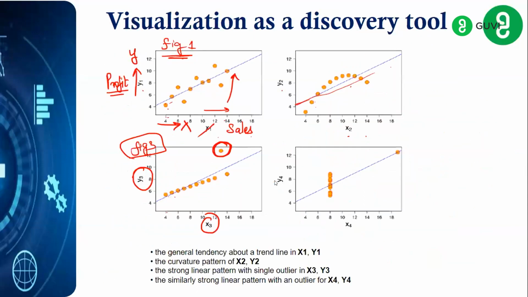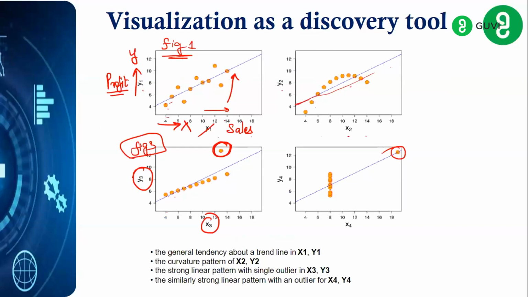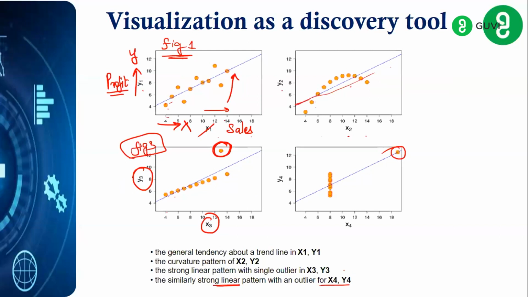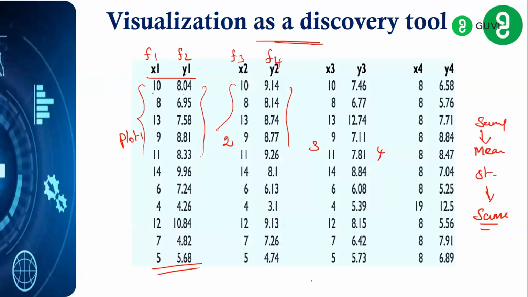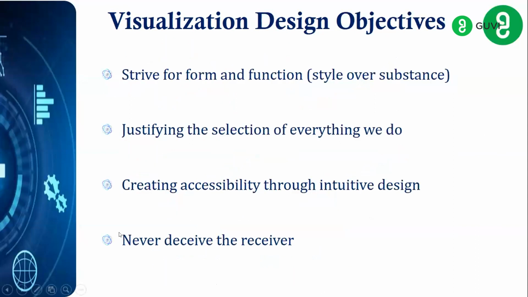The next important point is about the fourth figure. You can also see an outlier here. This is similarly a strong linear structure, a strong linear pattern with an outlier for x4, y4. Compared to the raw data, this will give you a lot of information, right? Yes or no? That's why we need visualization as a discovery tool.